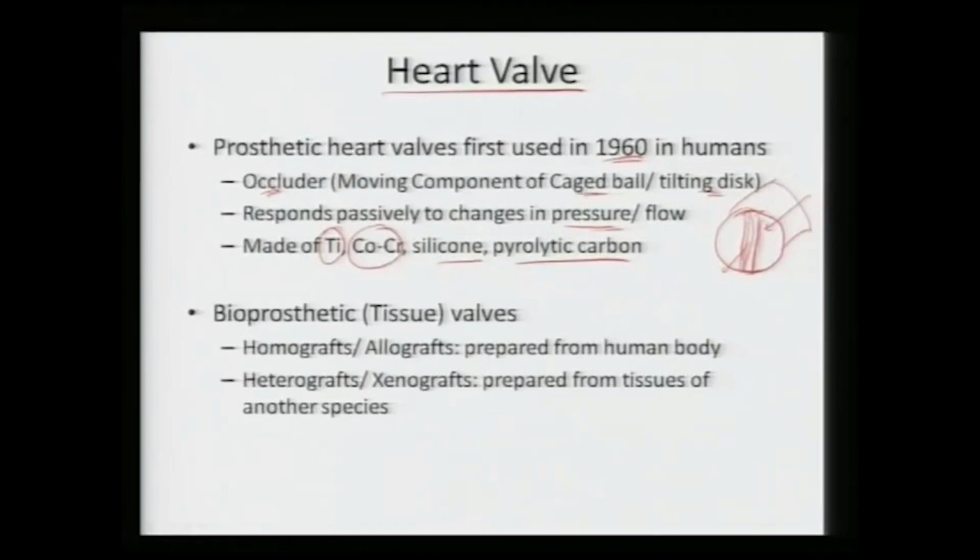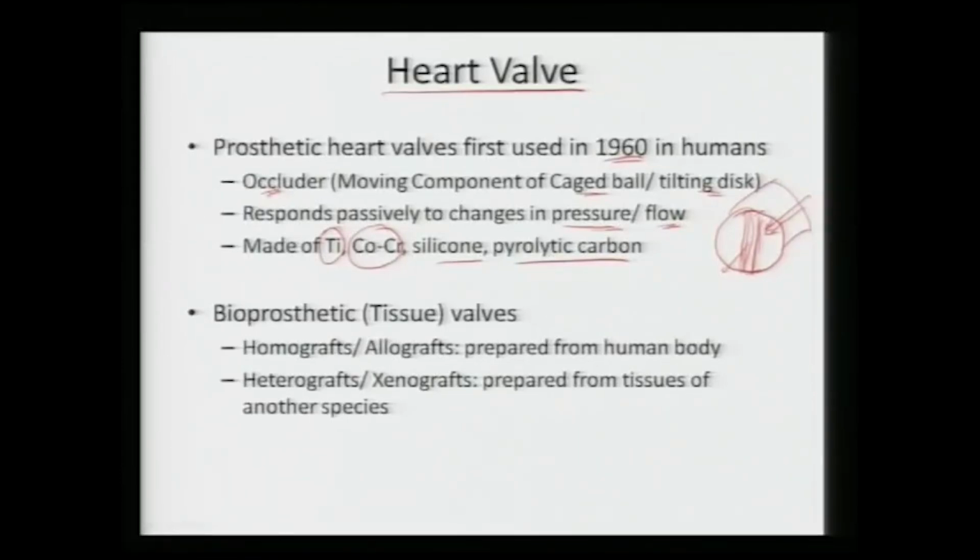They can be either ball type or tilting disc type to direct the flow of the blood, and they can respond very passively to the changes in the pressure of flow, because once the pressure is high or low, they have to alter the overall flow of the blood through the valve. So a valve is nothing but controlling the flow of the blood when the pressure is high or low. So again they have to respond accordingly to that.